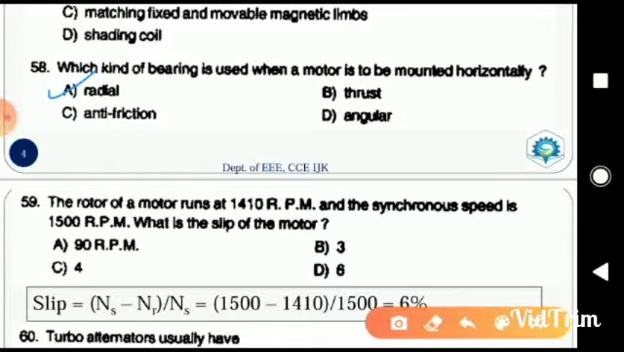Moving on to question number 59. The rotor of a motor runs at 1410 rpm and the synchronous speed is 1500 rpm. What is the slip of the motor? We already know that the slip equation is given by ns minus nr whole divided by ns. All of the parameters are given, and if you simply substitute all of the values, you will get the answer as 6%. So the correct answer over here is option D, 6%.